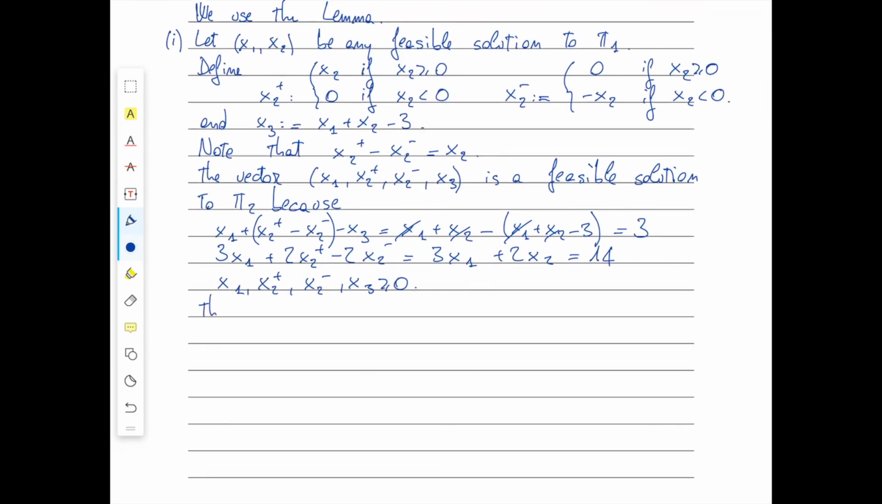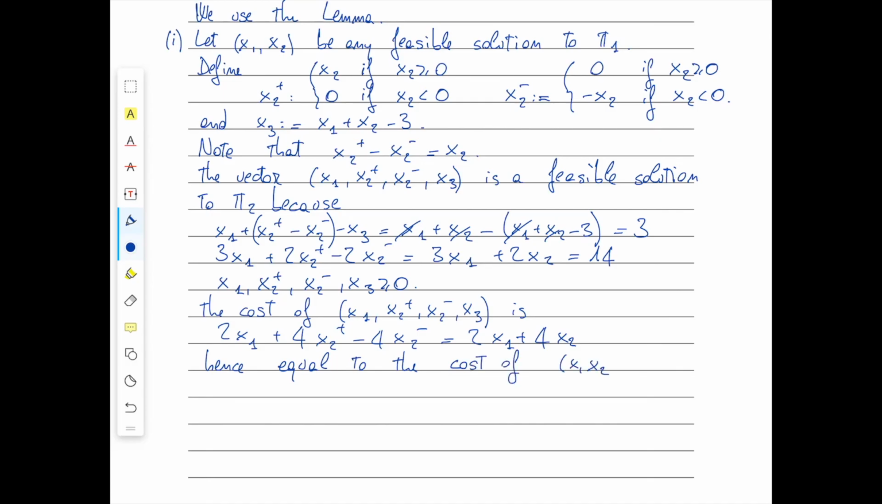What about the cost? The cost of x1, x2 plus, x2 minus, and x3 is 2x1 plus 4x2 plus minus 4x2 minus, which is equal to, again, 2x1 plus 4x2, which is exactly equal to the cost of x1, x2 in pi1. This concludes the proof of point 1.